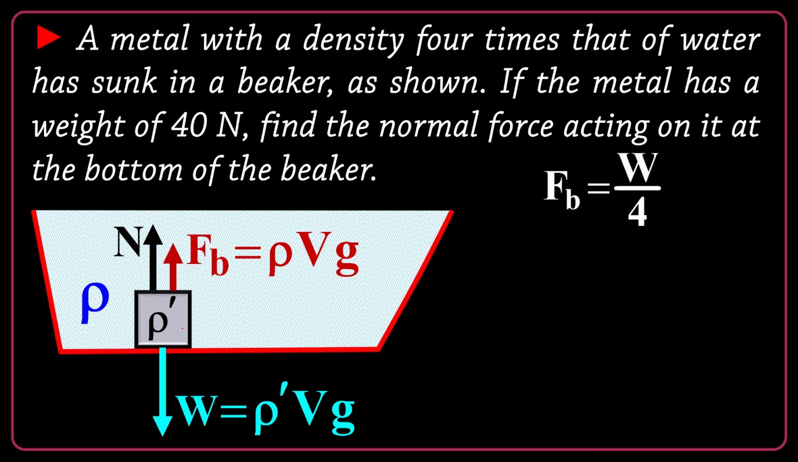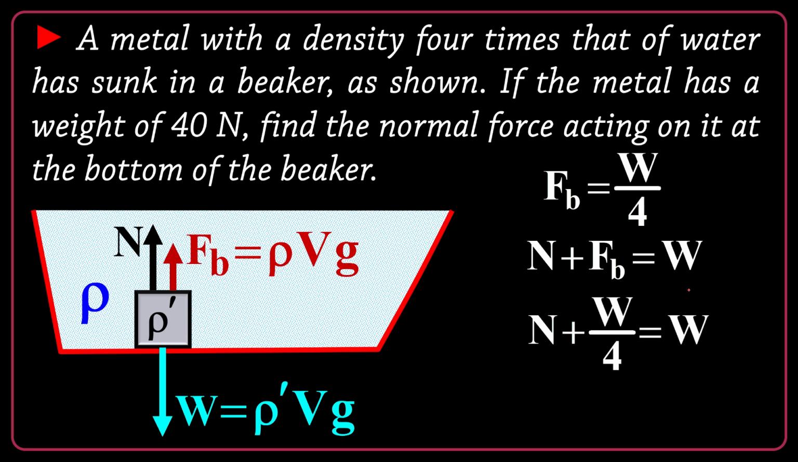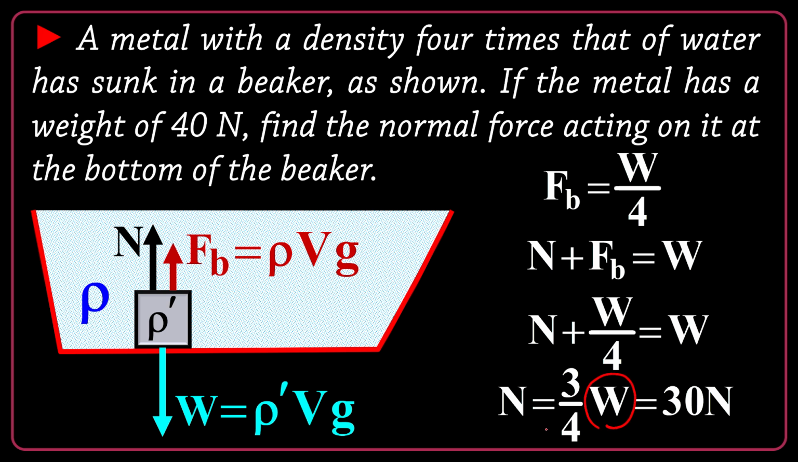On the other hand, I know that the object is acted by zero net force because it's at rest. So the buoyancy force plus the normal force will be equal to W. Now I can substitute the buoyancy force by W over 4. And then N plus W over 4 is W. I take the W over 4 to the right side, so N is equal to W minus W over 4. So it's 3/4 of W. You see that I know the W because it's given in the question to be 40 Newton, so it's 3/4 of 40. It seems to be 30 Newton.